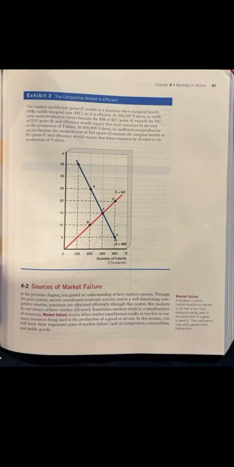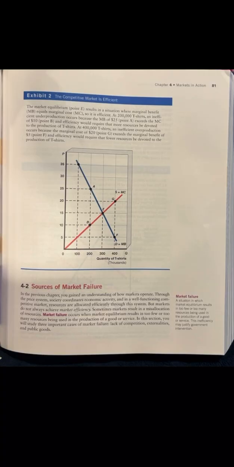Exhibit 2. The competitive market is efficient. The market equilibrium, point E, results in a situation where the marginal benefit, MB, equals the marginal cost, so it is efficient. At 200,000 t-shirts, an inefficient underproduction occurs because the MB of $25, point A, exceeds the MC of $10, point B, and efficiency would require that more resources be devoted to the production of t-shirts. At 400,000 t-shirts, an inefficient overproduction occurs because the marginal cost of $20, point G, exceeds the marginal benefit of $5, point F, and efficiency would require that fewer resources be devoted to the production of t-shirts.